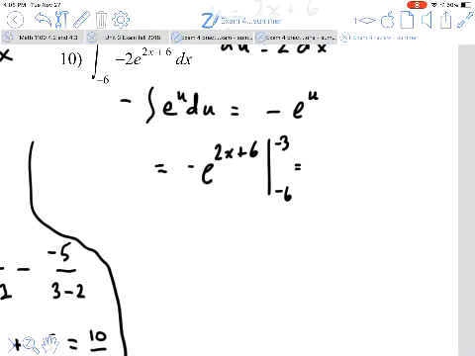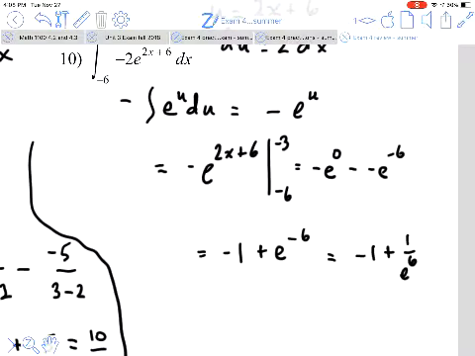So we start with the upper limit. It's going to be the opposite of e to the negative 6 plus 6, that's 0, minus the opposite of e to the negative 12 plus 6, that's negative 6. Now here, e to the 0 is just 1, so we have negative 1 plus e to the negative 6, which is negative 1 plus 1 over e to the 6.